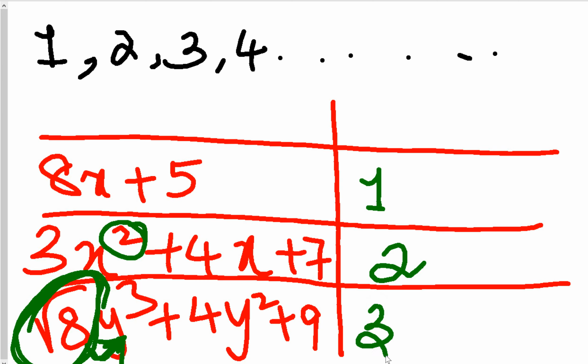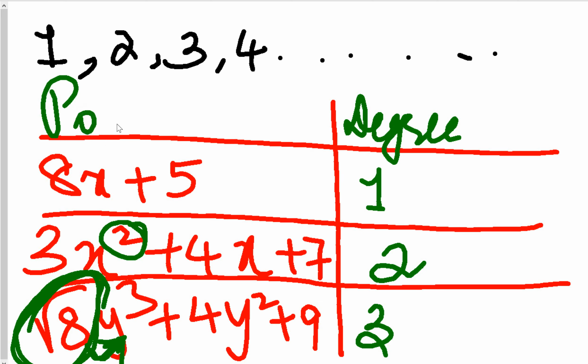Now let's look at the different types of polynomials, that is the 3 most common polynomials. Suppose the degree, let me write it here. So this is the degree and this is the polynomial itself.